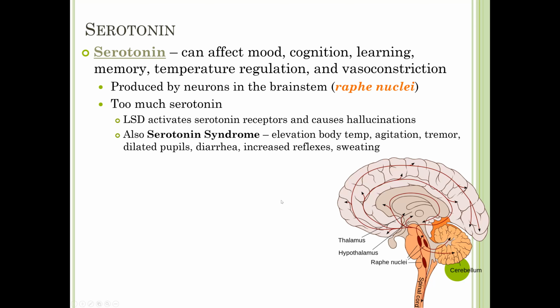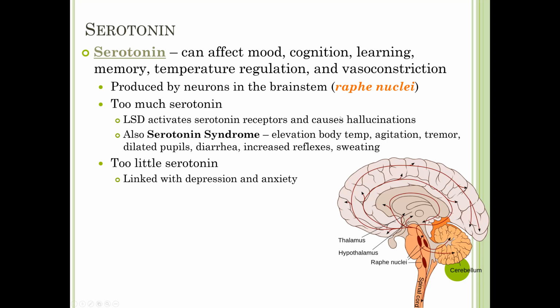If you have too much serotonin, this can cause sensory processing disturbances. For example, LSD activates serotonin receptors and causes hallucinations. And then there's a condition called serotonin syndrome, which we are increasingly aware of because of the number of drugs on the market that affect serotonin. And this is an elevation in body temp, like a fever, but without a cause, as well as agitation, tremor, dilated pupils, diarrhea, increased reflexes, and sweating.